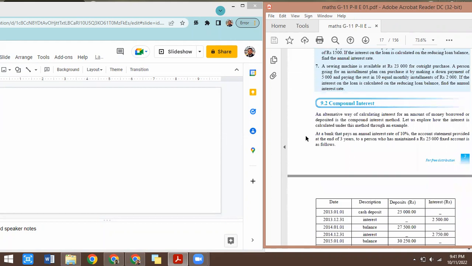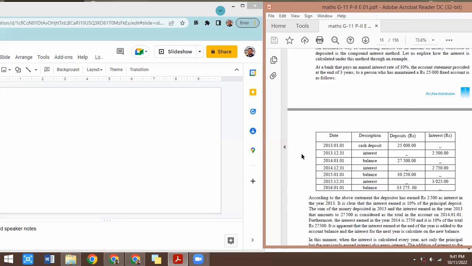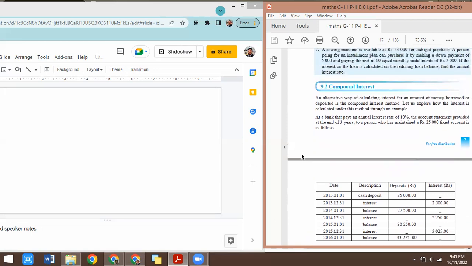So compound interest, simple interest. Both of these interests are usually calculated when you go to banks. You can understand how they are calculated, and it is widely used in the financial sector. So let's find out how we can calculate compound interest and how we can use it in our day-to-day life.